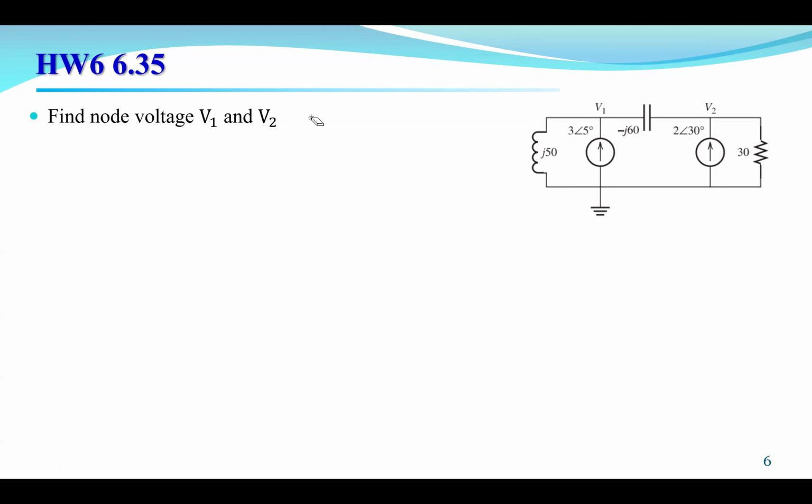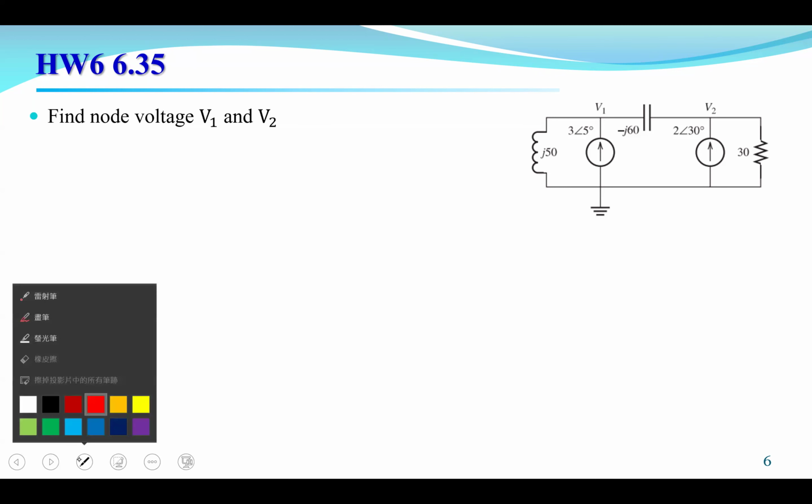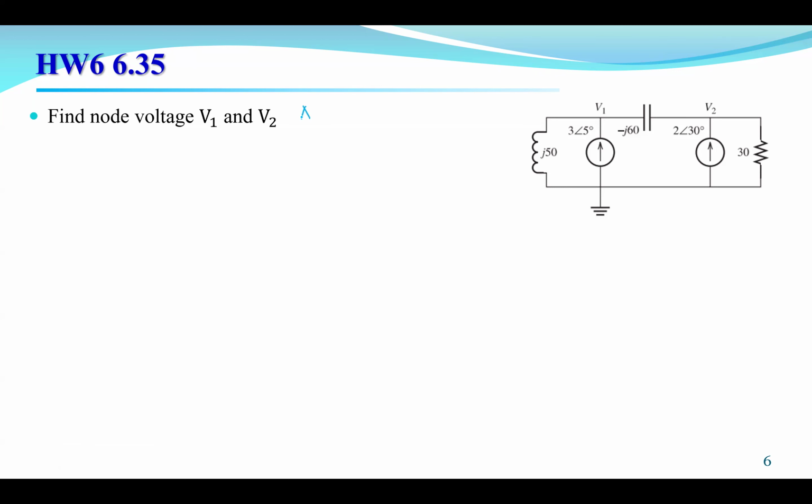Let me change color. We need to apply nodal voltage analysis. First, we need to list the equations. Since the bottom of the circuit connects to ground, it is 0 volts, and we're able to write equations.